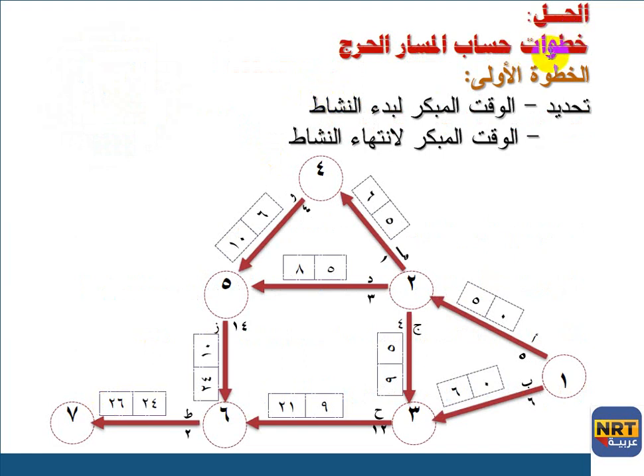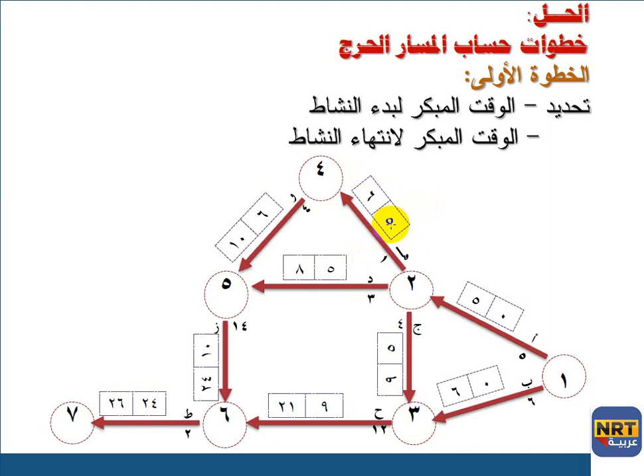Solutions. The steps to calculate the critical path. First step, determine the early time of the activity start and the early time for activity accomplishment, as you can see right here. This is the early time for the beginning, as well as this is the early time for the accomplishment.